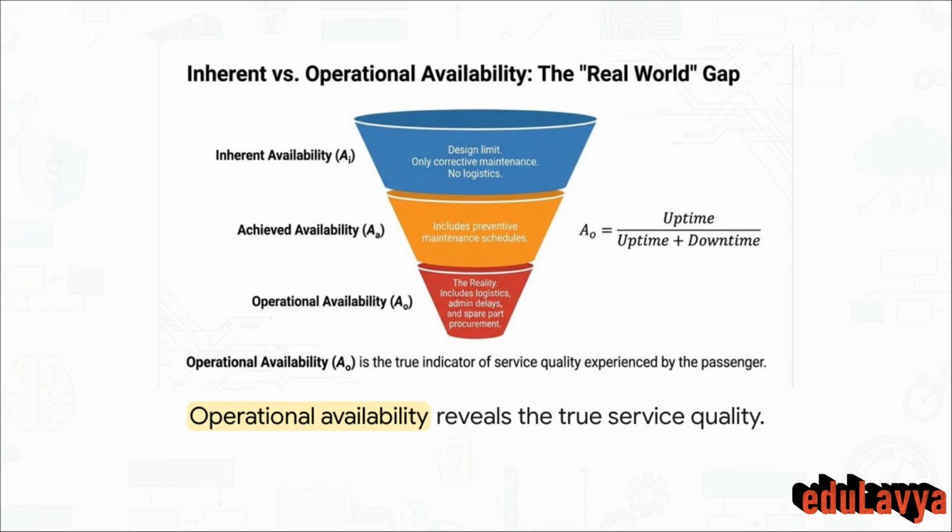Then you have logistical delays, like what if the spare part is sitting in a depot 50 miles away? Throw in some administrative delays, and by the time you squeeze through to the bottom of that funnel, you arrive at operational availability. That much smaller number is the true indicator of service quality. It's the harsh reality of what the passenger actually experiences when they're stuck waiting for a delayed train.